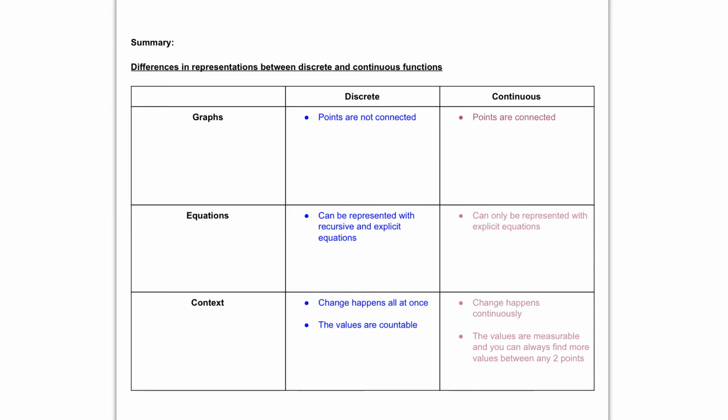Finally, we have a summary of all the examples that we've gone over today. So we have talked about graphs, we have looked at equations, and we have looked at some context or word problems in relation to whether something is discrete or continuous. And here are some things to keep in mind.